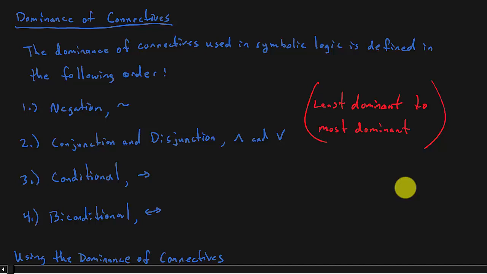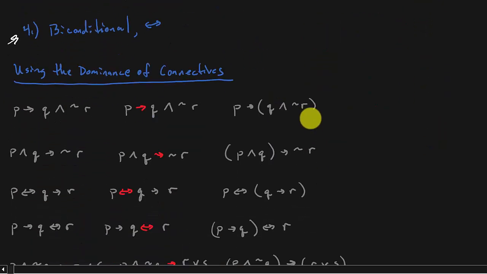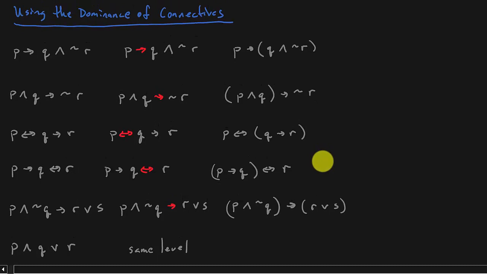So if you have something written out and it doesn't have parentheses grouping things together like that, then in order, we've got negation, we've got conjunction and disjunction. Those are the same. And then we've got conditional, biconditional. Now, keep in mind, this is least dominant to most dominant. So this is the most dominant here. This is the least dominant up here, as far as the order that you do. So using the dominance of connectives.